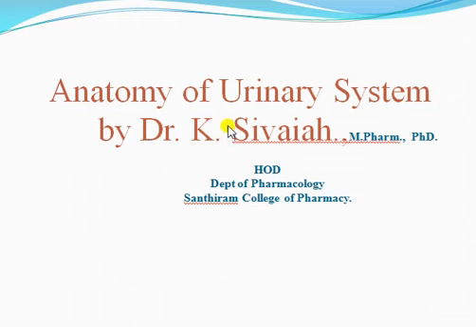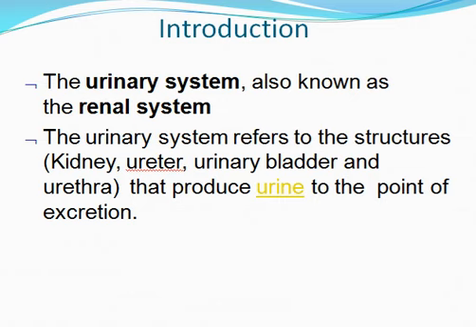So today we can discuss the urinary system, especially anatomy. Physiology we can discuss next class. So come to the introduction. The urinary system consists of kidney, ureter, urinary bladder and urethra.